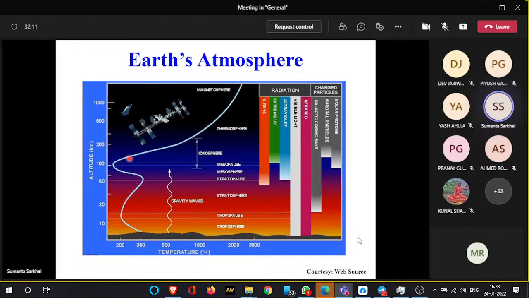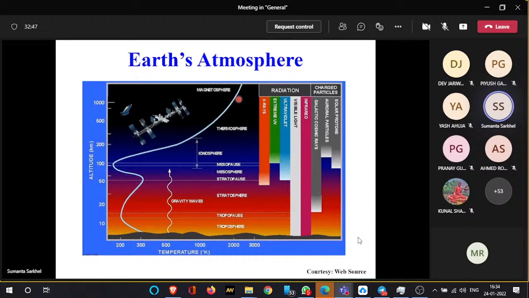Because if you go up and up, you see that the X-rays and the extreme ultraviolet are getting more and more absorbed by these molecules and atoms. But beyond a certain altitude, it becomes constant. It neither increases nor decreases. These are because of some process. Can somebody tell me why the temperature will not decrease beyond a certain altitude?